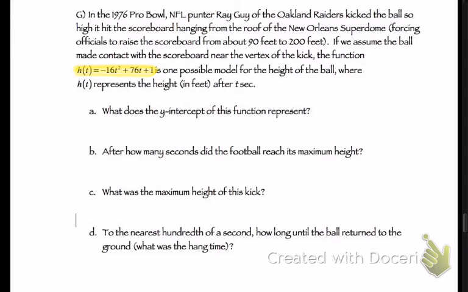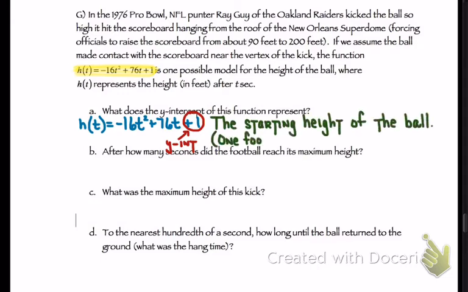All right, so letter A, what does the y-intercept of this function represent? So think about that. Here is my function. Voila, there is my y-intercept. I know my y-intercept is positive 1. Well, if you remember from projectile motion, what does that positive 1 represent? You should be saying it's the starting height of the football. So that means that the football started 1 foot off of the ground. So hopefully, so far so good. Height of the football, 1 foot off of the ground, and got it.